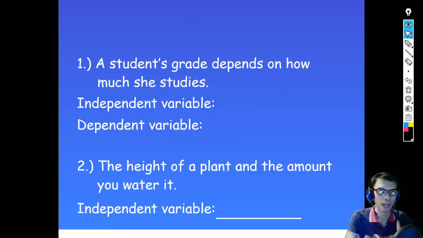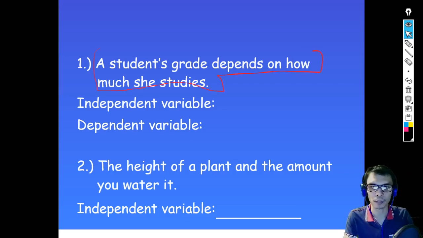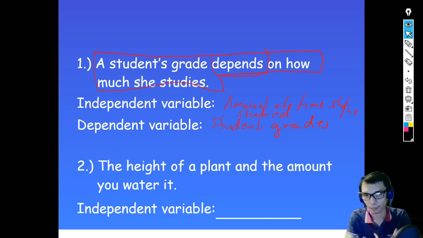Okay, so let's try these examples that I have right here. For example, a student's grade depends on how much she studies. If you analyze this scientific statement, the student grade, from the word itself, depends. So the student grade will fall under the dependent variable. Meanwhile, the independent variable is the amount of time she studies. Okay, so that is number one.